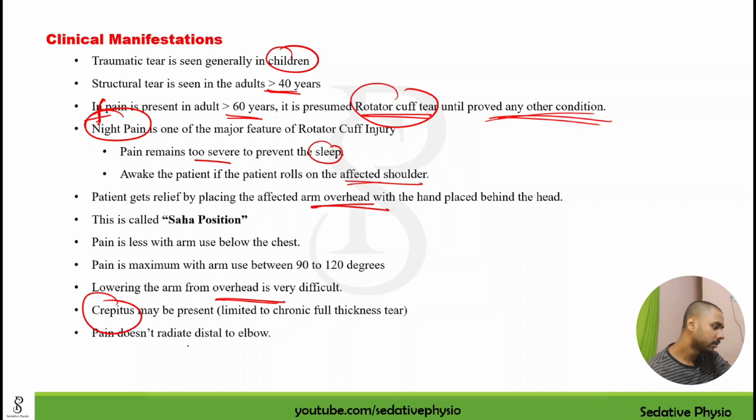Now, the pain doesn't radiate distal to the elbow. This is a very important point. The pain will be present in this location, but after the elbow, the pain will not be present. It will just be present in this proximal segment near the shoulder joint or the upper arm, right?